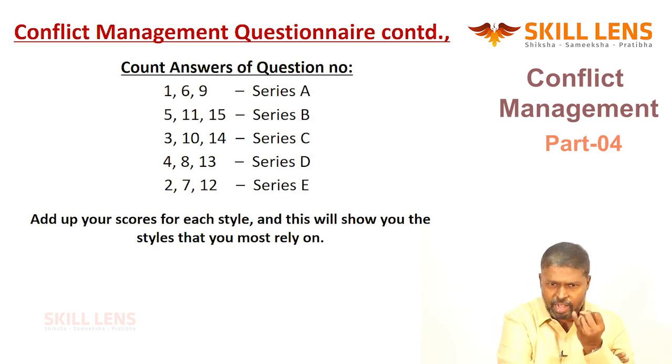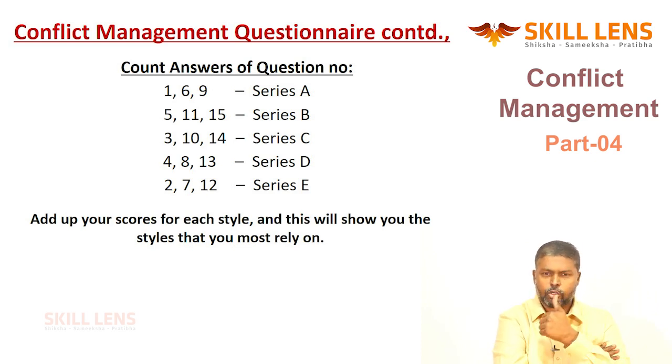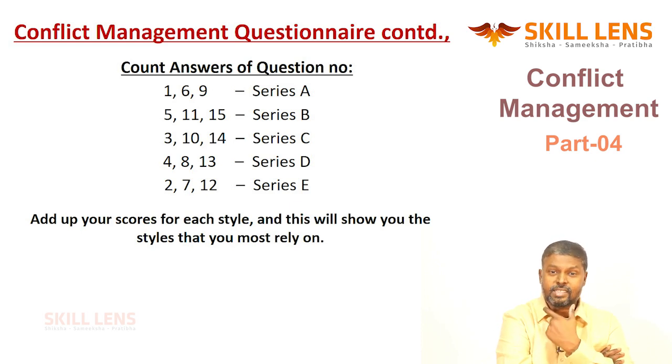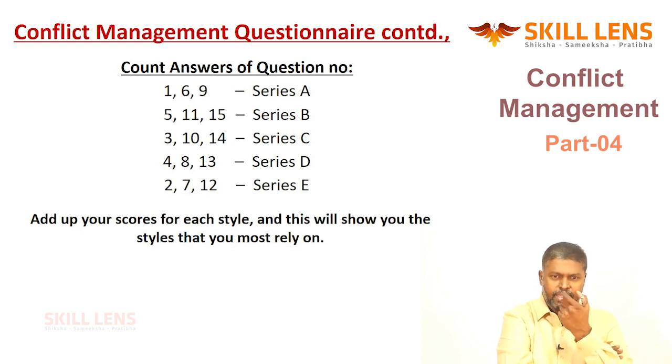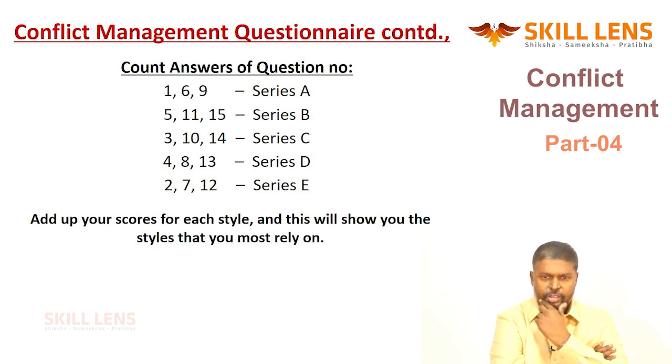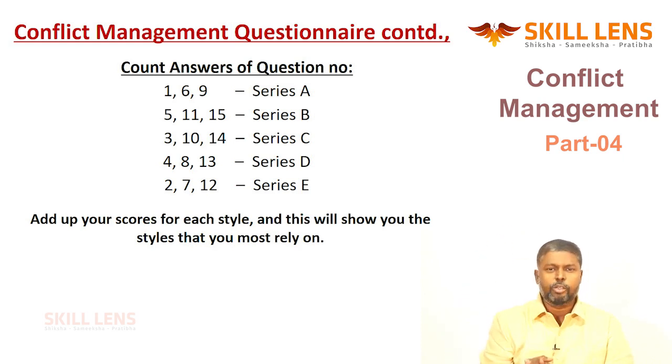Likewise, question numbers 5, 11 and 15 will be series B. Question numbers 3, 10 and 14 will be series C. Question numbers 4, 8 and 13 will be series D. And questions 2, 7 and 12 will be series E. Now add the three questions in each series and put them into series A, B, C, D, E. When you do this, you will be able to understand which has the maximum number awarded and which field you stay in.